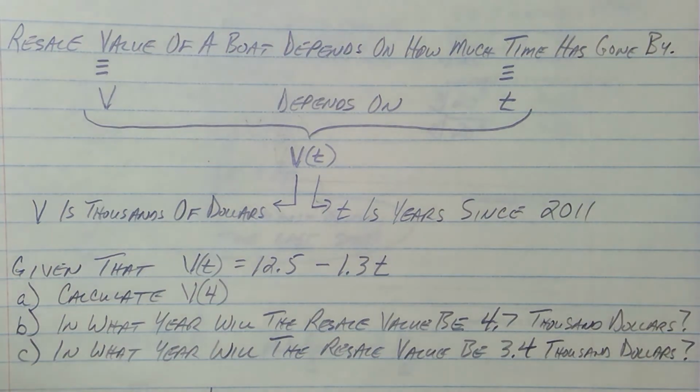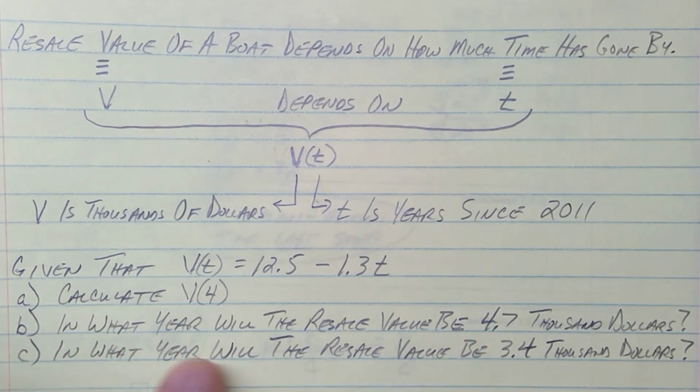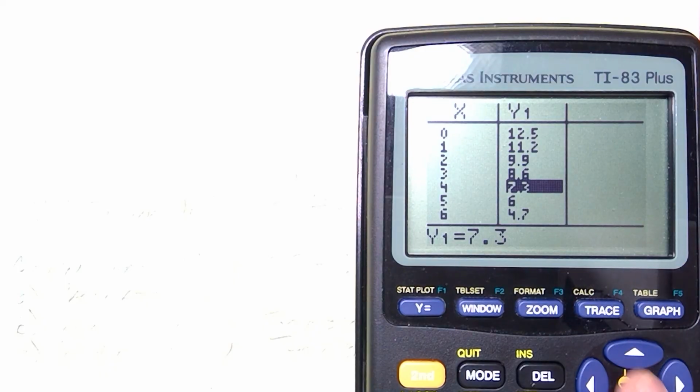Another question is, in what year will the value be $4.7 thousand? Look at your clue words, all right? Use your context clues. In what year? That's a when question. They're saying when will the value be 4.7? So they're asking for X and they're giving you Y. All right, so I need to know when the value is 4.7.